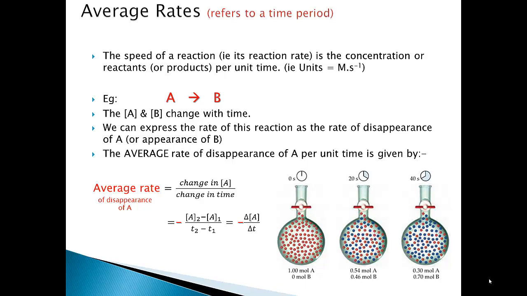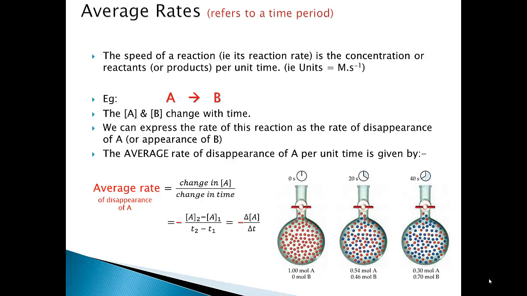Now, in this case, we can express the rate of this reaction as the disappearance of A, which is going to equal the appearance of B, because it's a very simple reaction, because A is becoming B. There are no coefficients out the front. So as the concentration of A decreases, the concentration of B will increase by the same amount.